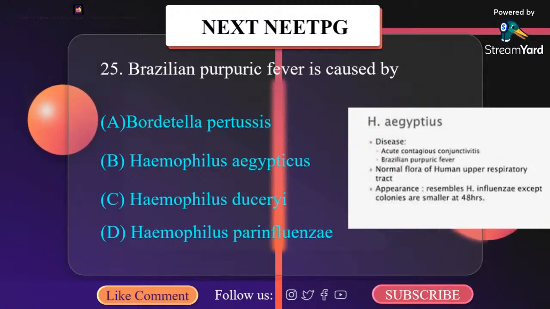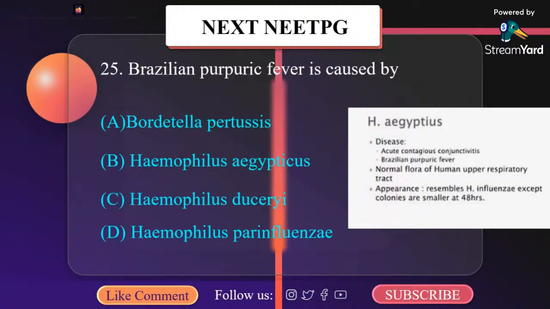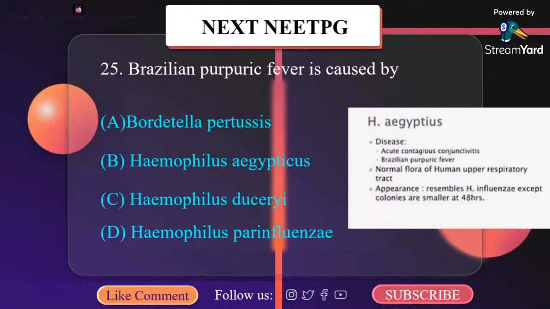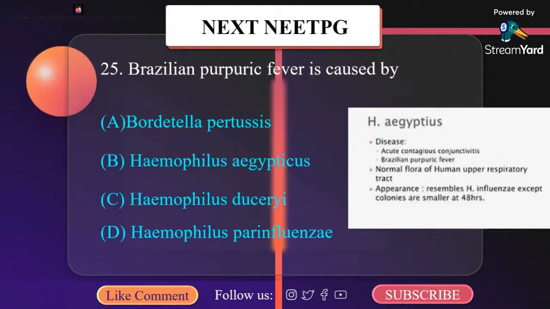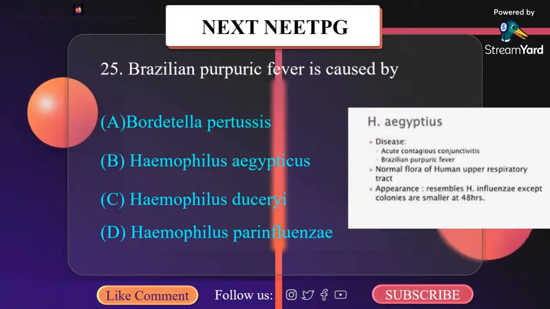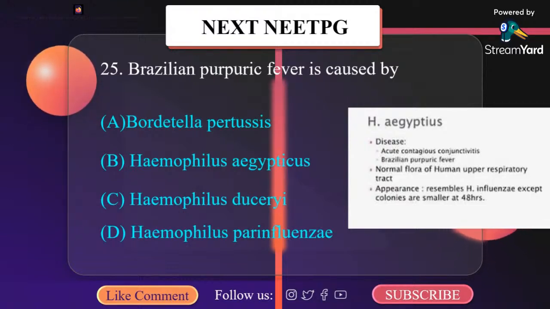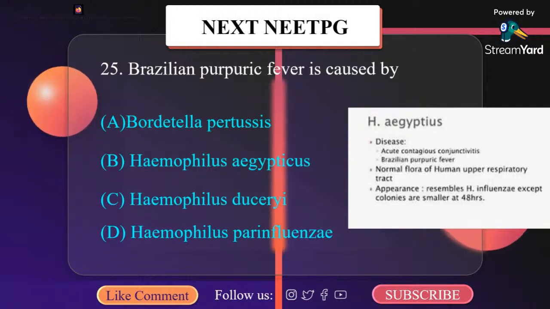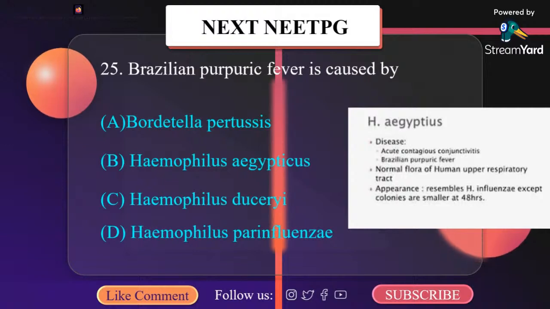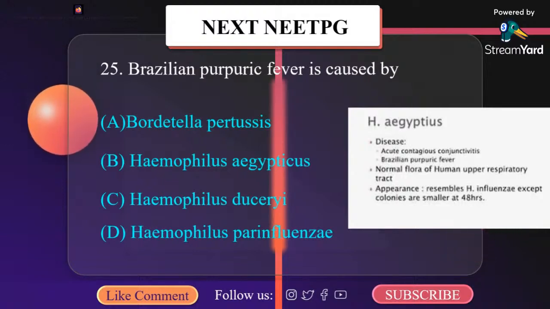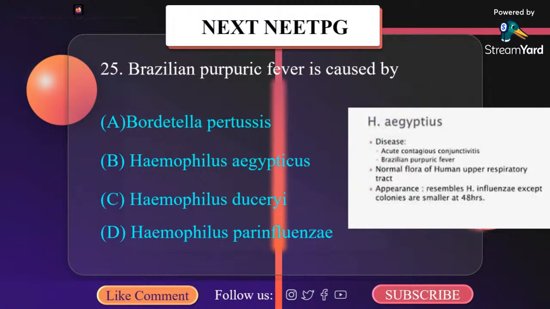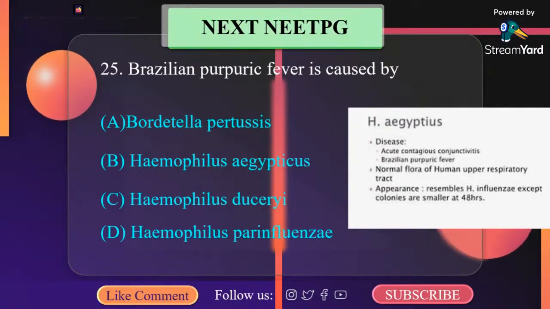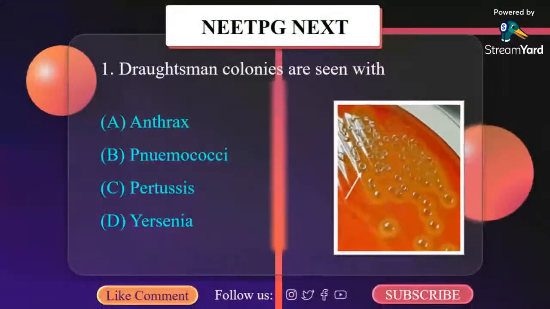Brazilian purpuric fever was first recognized in Sao Paulo state of Brazil in 1984. Haemophilus species are non-spore-forming gram-negative coccobacilli. They lack motility and are aerobic or facultative anaerobic. They require preformed growth factors that are present in blood, specifically hemin, factor X, and NAD or NADP, factor V. The bacterium grows best at 35 to 37 degrees and has an optimal pH of 7.6. Haemophilus species are obligate parasites and are part of normal flora. So the correct answer here is Haemophilus aegyptius.